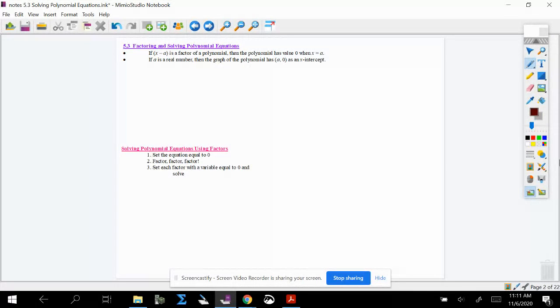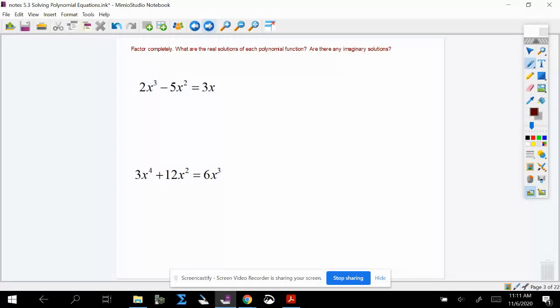Again, we set it equal to 0. That's always the case. We factor as much as we can using as many of those techniques that we've learned, and then we set each factor equal to 0 to come up with our solutions. So I want to just review a few before we get into new techniques.